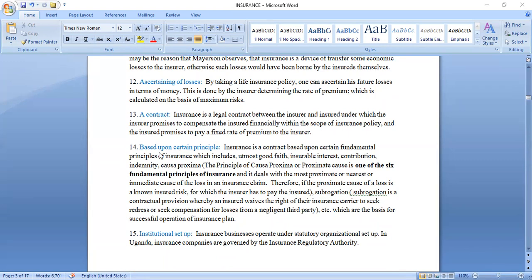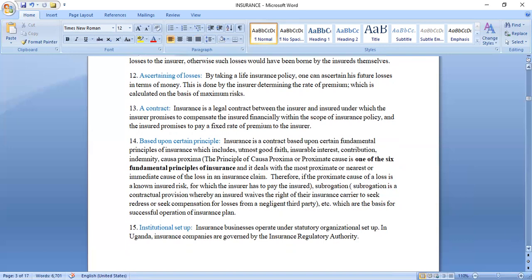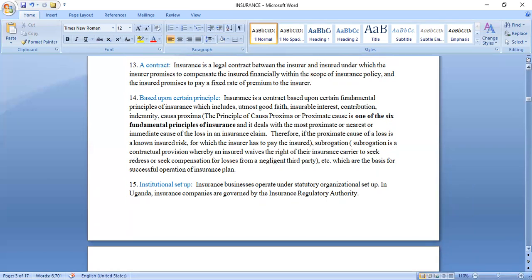Then insurance is based upon certain principles. We shall later on look at the principles that govern insurance. There are basically 6 fundamental principles that govern insurance. We shall be looking at them in detail, but of course, some of them include utmost good faith, insurable interest, contribution, indemnity, and what we call causa proxima, right? It is also based on the principle of subrogation. We shall be looking at these in detail.